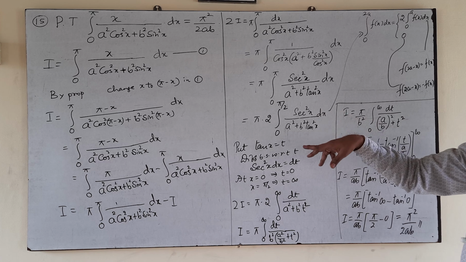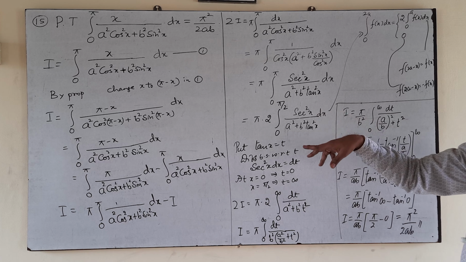Yes. Next, problem number 16. This problem is different, look. Prove that integral from 0 to pi by 2 of log of sin x with respect to x equals minus pi by 2 into log 2. Look here, how to solve. Let the given data be I equal to integral from 0 to pi by 2 log sin x with respect to x.